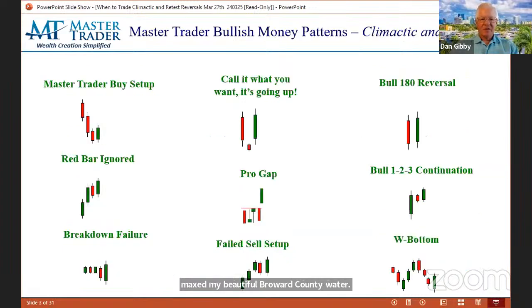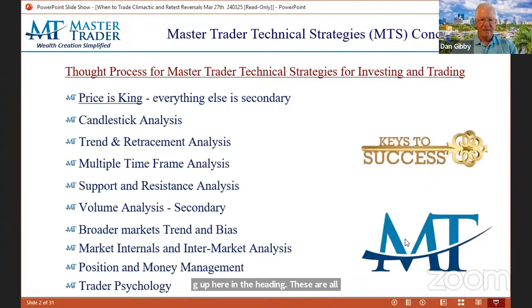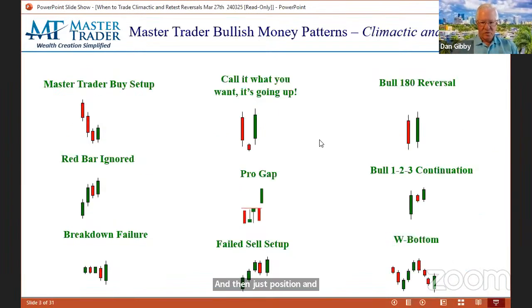All right, let's go. So, you know, we're pattern traders. We start with one of these pictures. We obviously have others, as I mentioned up here in the heading. These are all bullish patterns. Then we take that picture and we just overlay these other concepts. Where is this picture in the trend on the time frame that you're trading? Is it on support and resistance? What is it showing, relative strength, weakness? What are the broader markets doing? And then just position and money management and trader psychology. That's all we do. We're looking at pictures and we're trading stocks and options on these and exchange.